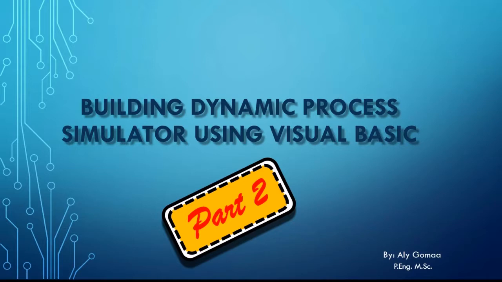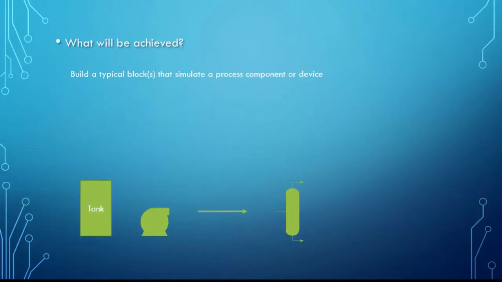Part 2 of building the dynamic process simulator using Visual Basic. In this part, we will talk about the planning. So let's go back again and see what we want to achieve. We want to have typical blocks for each one of our processes. A typical block meaning a block that I can use over and over in every scenario I need.